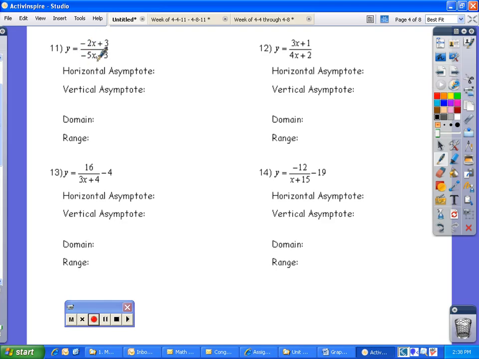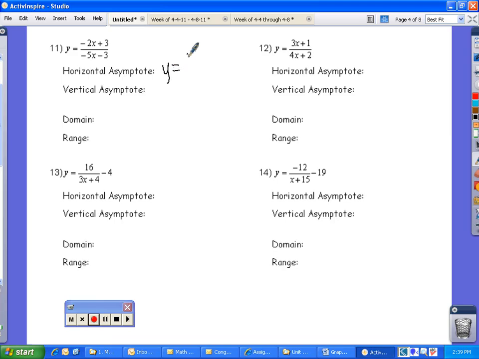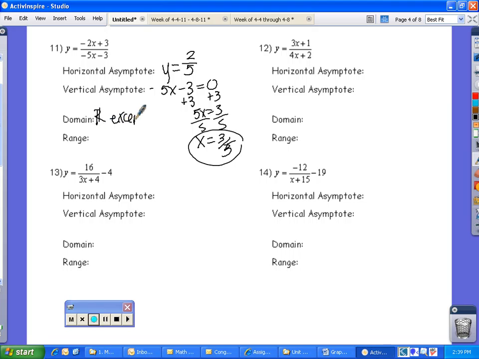So number 11, you're looking at a horizontal asymptote of y equals positive 2/5, and vertical asymptote is going to be when negative 5x minus 3 equals 0. So if I solve that, I'm going to get 5x equals 3, or x equals 3/5. Okay, so domain, all real numbers except x equals 3/5. And range is all real numbers except 2/5. Okay?